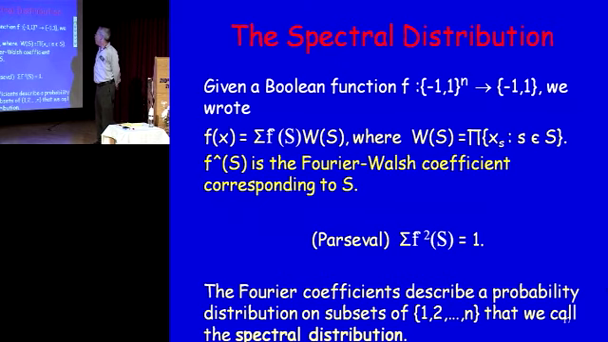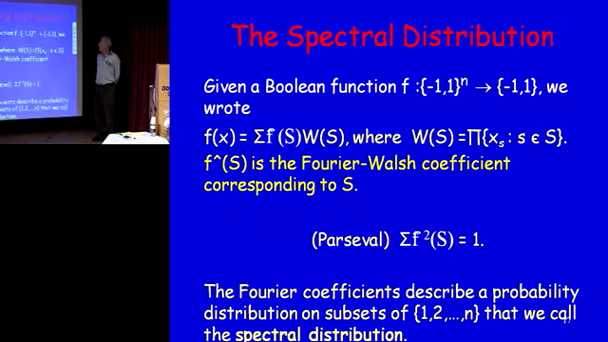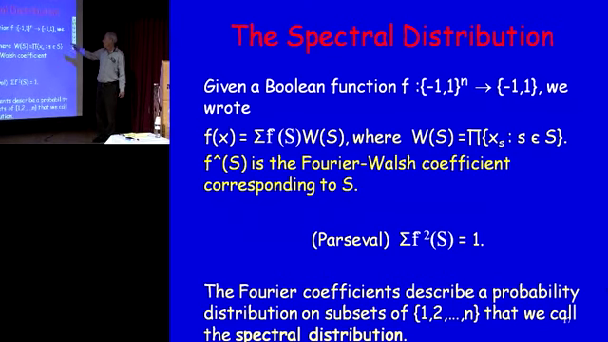And one of the first things: these monomials form an orthonormal system of functions, and this implies that the sum of the squares of the Fourier coefficients is precisely the average, or the mean square, of the values of the function, which we know is 1. This is the so-called Parseval formula. So the sum of the squares of these Fourier coefficients is always 1.